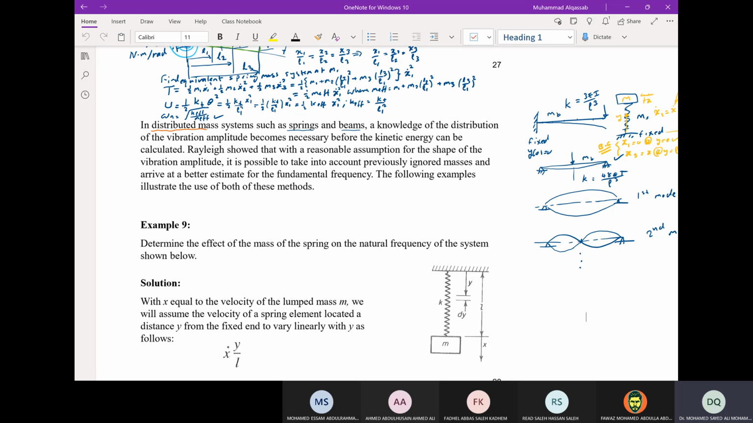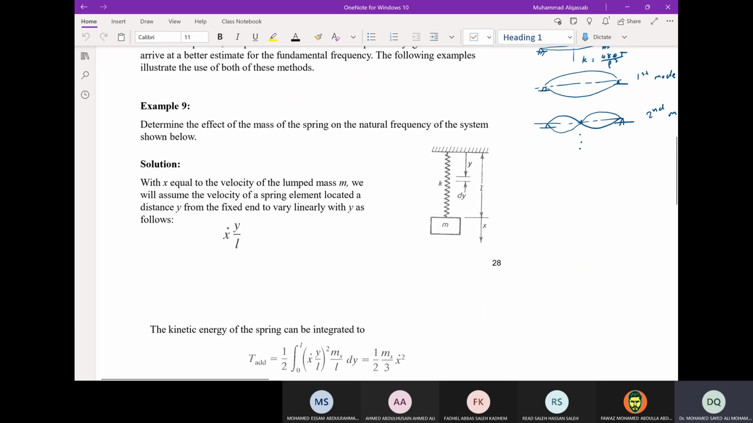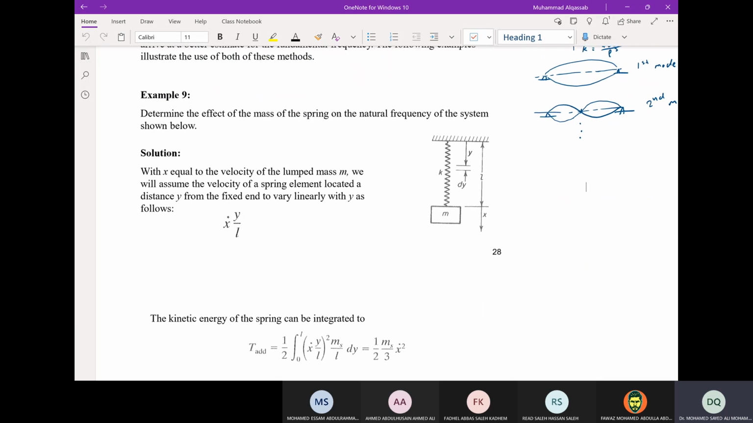So in a distributed mass parameter system, there are modes. Here we are doing the approximation of the first mode. Example 9: determine the effect of the mass of the spring on the natural frequency of the system shown below. So the mass here is not 0.